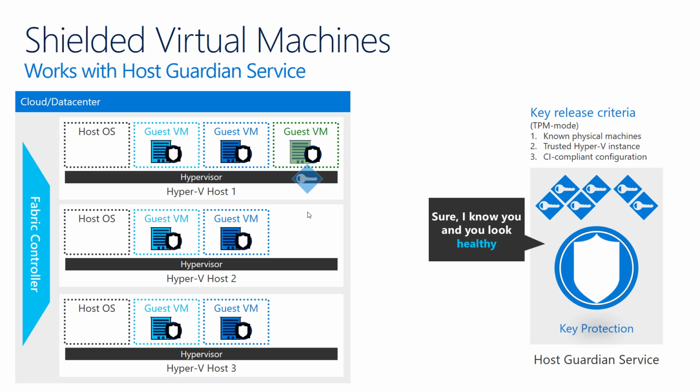So it has to know the physical machine, it has to trust the Hyper-V instance, and we need to have a compliant configuration. So we need to actually check that the device, or the VM, appears to be running in a healthy state. Now, once that healthy state is confirmed, it means we can actually say, yes, you are now allowed to start inside of this trusted network fabric.